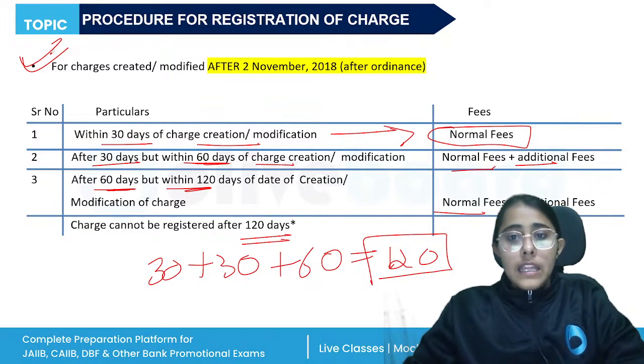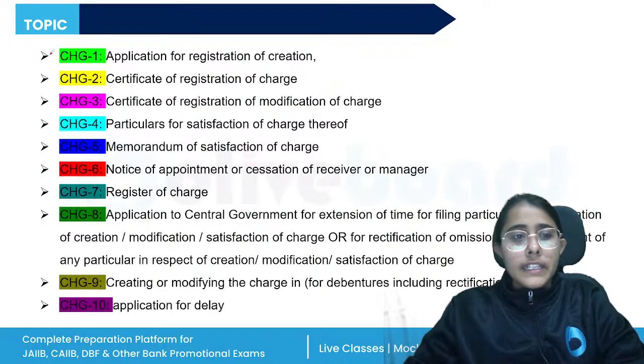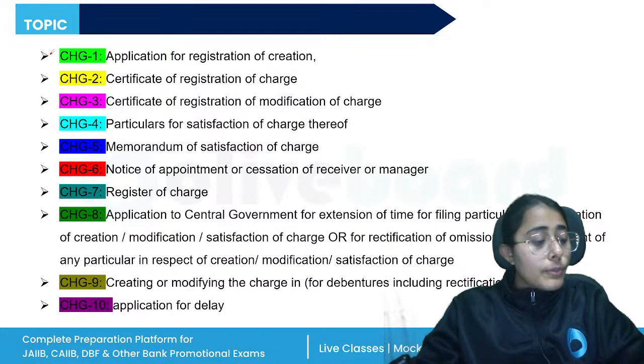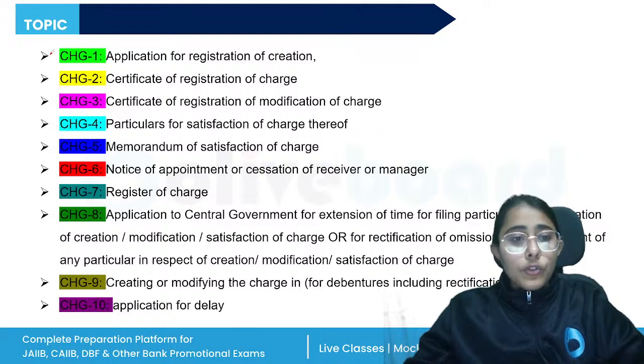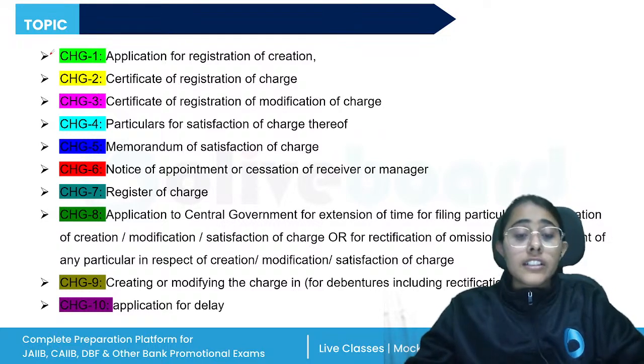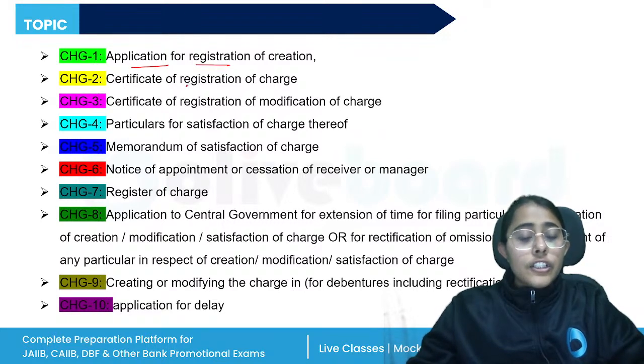All right. Then what else? Now here I have mentioned the different forms which have to be submitted to the ROC whenever we are getting the charge registered, modified, or when the charge is satisfied. So CHD1 is for the application for the registration of creation. CHD2 is for the certificate which is given by the ROC. Then CHD3 is for the certificate of registration and modification, the particulars, memorandum, notice of appointment.